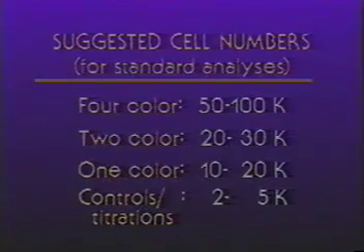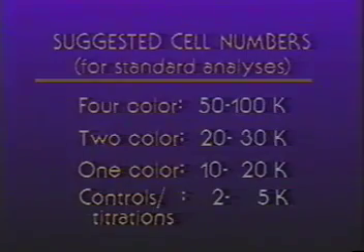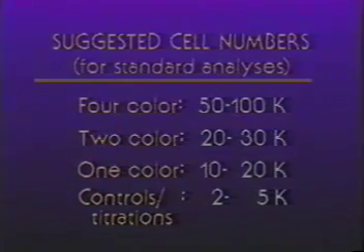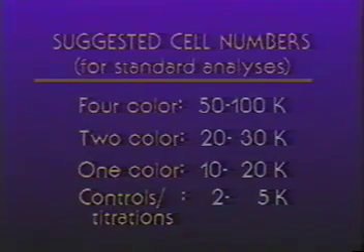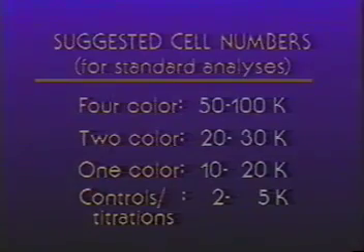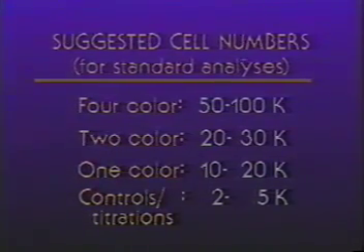If you're running a 4-parameter analysis, 50 to 100,000 cells should yield enough data to reveal 2 to 3% subpopulations. Experiments which analyze fewer parameters require fewer cells. For controls or titrations, between 2 and 5,000 cells should yield ample data. A copy of this chart can be found in your owner's manual. We'll select 20,000 cells. Pressing return 3 times brings the cursor to the amplifier setting for the forward scatter channel.